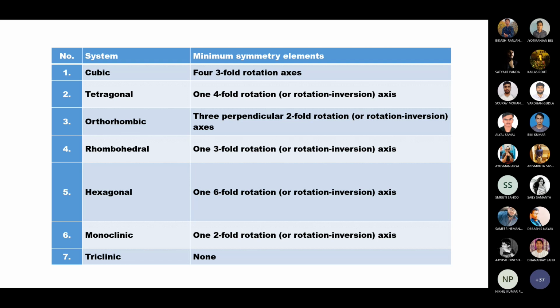Then four such kinds of diagonals, four such directions, should be there, where the rotation axis should be present in that particular system. Same way, tetragonal has a fourfold rotation axis, and orthorhombic has three perpendicular twofold rotations. Then rhombohedral has threefold rotation. Then hexagonal has one sixfold rotation. Then monoclinic has one twofold rotation, and triclinic has no symmetry element.